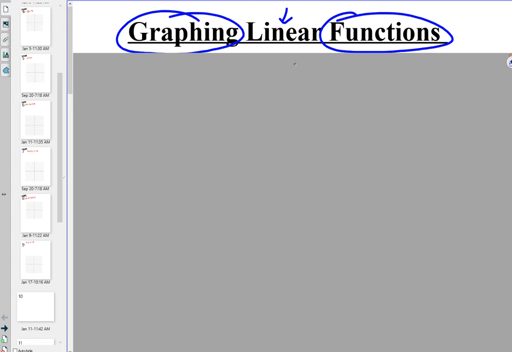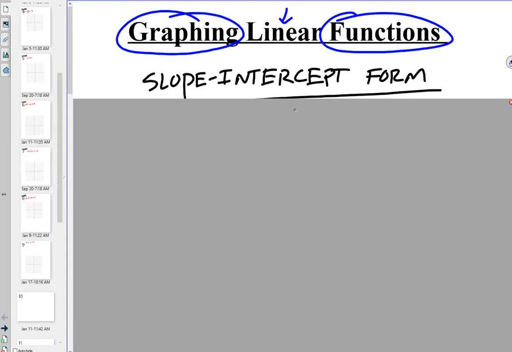So our method for graphing is going to be predicated on the form that the function is written in. There's three main forms of linear functions. This one would probably be the most common. It's the one that all the children remember. Every class today, when I asked them what is slope-intercept form, they were able to recite it for me. What is slope-intercept form?